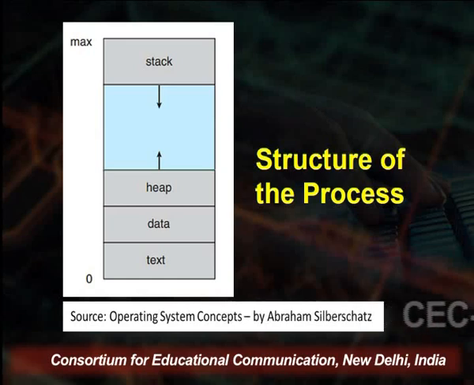Heap, as I told you, is required for dynamic memory allocation, and this allocation goes from lower limit to higher limit, while the stack, this being a LIFO structure, grows in the downward direction. So that's why there are two arrows, one from the stack going in the downward direction, the other from the heap going in the upward direction. So your process is going to have all these elements. This is basically the structure of a process.